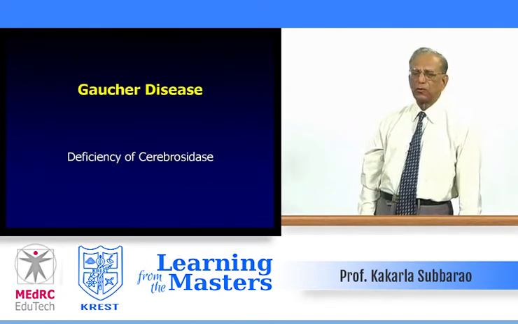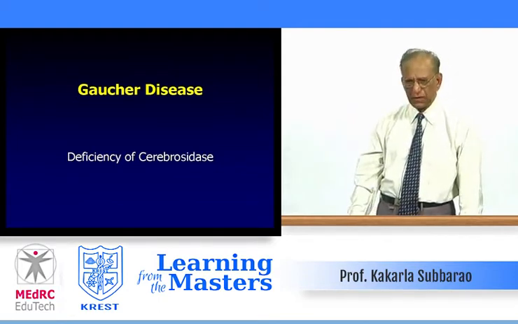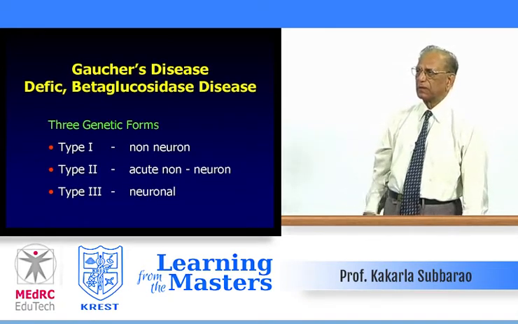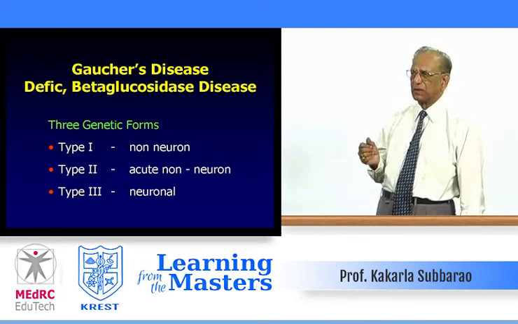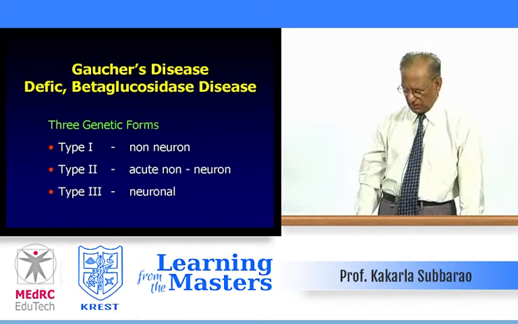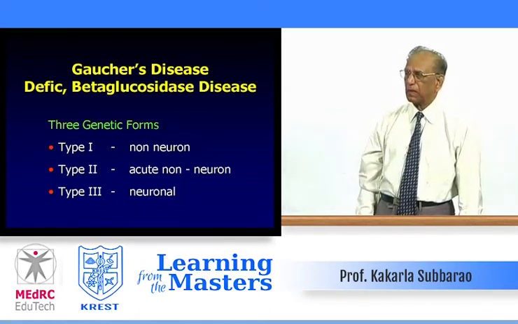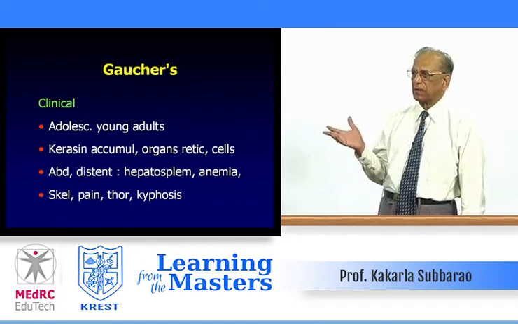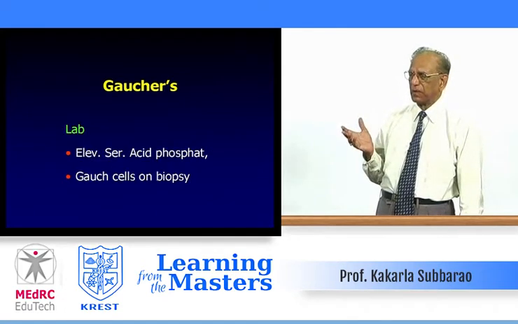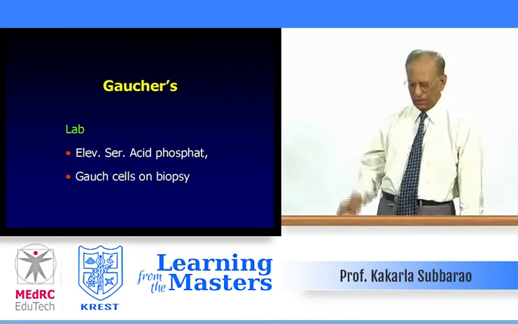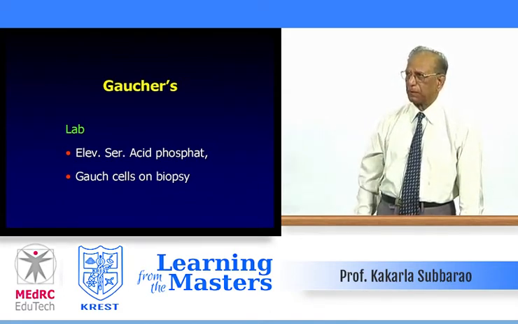Now we come to Gaucher disease, that is deficiency of cerebrosidase. All these genetic abnormalities could be corrected with supply of the proper enzyme. Deficient beta-glucosidase disease, three genetic forms, type 1, type 2, type 3, they're all clinical forms. Clinically in adolescents and young adults, kerosene accumulation, and then laboratory-wise elevated serum phosphatase, Gaucher cells on biopsy.